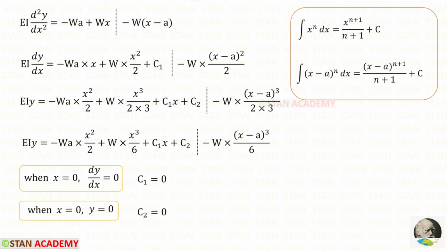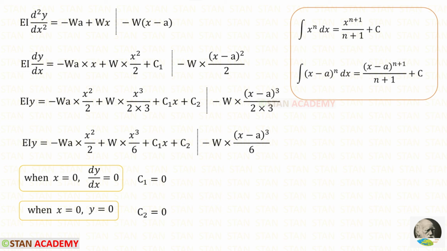In the point A, there is a fixed support. In the fixed support, there will be no slope. Dy upon dx is the slope. In the point A, x is 0. So in this equation, we can apply 0 for x and for dy upon dx. When we do that, we should not consider this term. In this way, for C1, we will get 0.